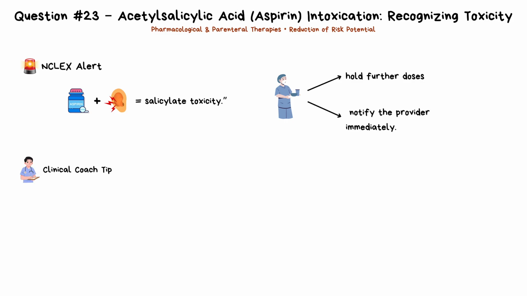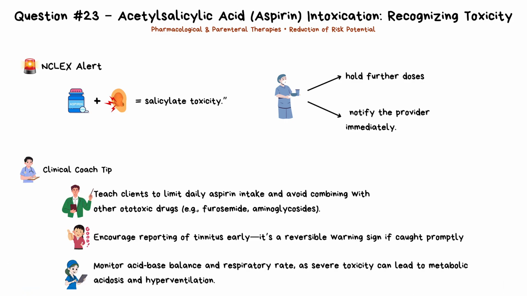Now, your clinical coach takeaway. Teach clients to limit daily aspirin intake and avoid combining it with other ototoxic drugs like furosemide or aminoglycosides. Encourage them to report tinnitus right away. It's reversible if caught early. And always monitor acid-base balance and respiratory rate in suspected toxicity, because severe salicylism leads to metabolic acidosis and hyperventilation.